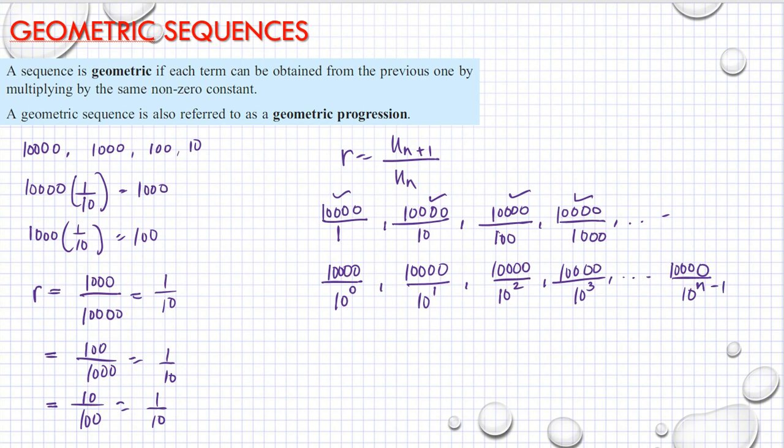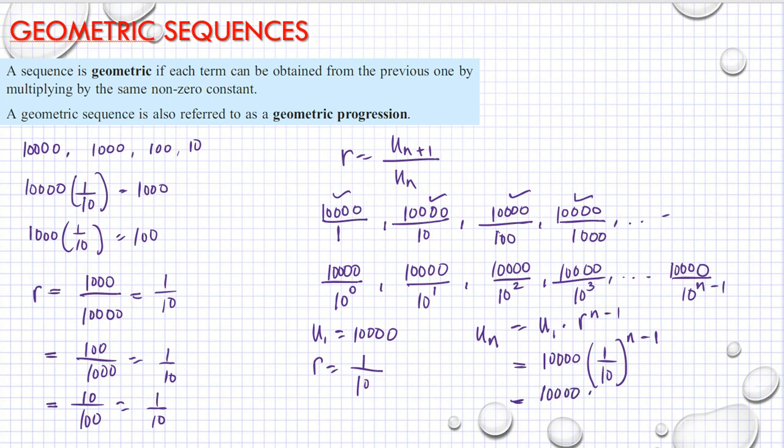As we can see here now, our u sub 1 is 10,000. Our r is 1/10. So if we substitute into u sub n is equal to u sub 1 multiplied by r raised to n minus 1, it should say like this: 10,000 multiplied by our r, now 1/10, raised to n minus 1. And as you know, in laws of exponents, this is also the same as 10,000 multiplied by 1 divided by 10 raised to n minus 1. That's why we got that one.